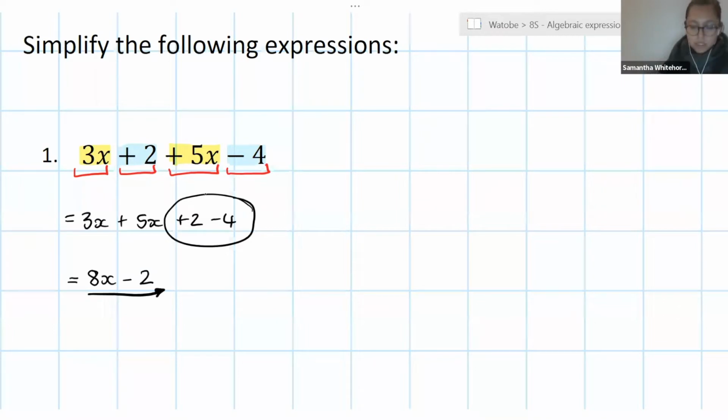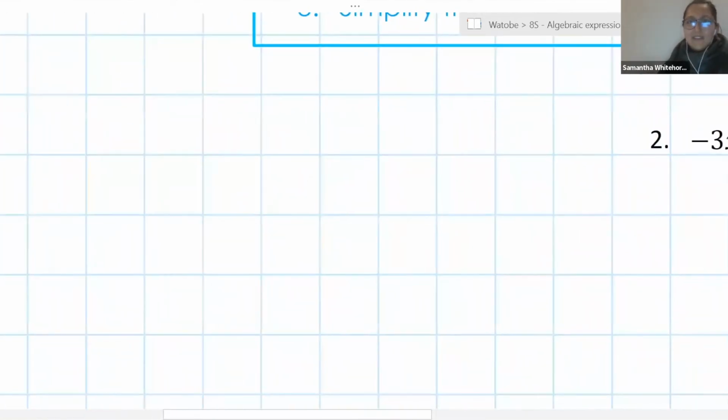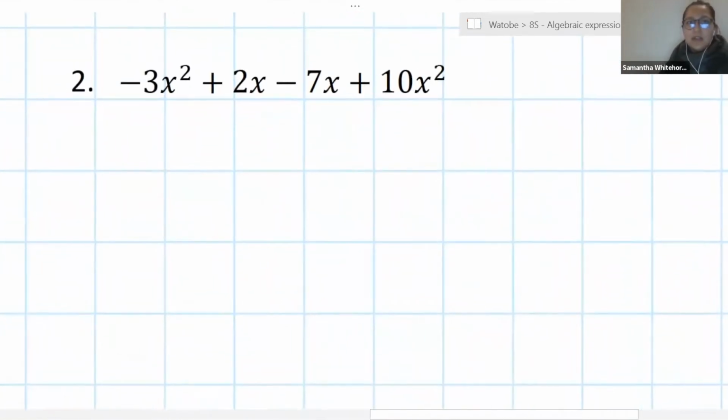Okay, so take a screenshot if you don't have that, but we started off nice and easy, just collecting our like terms. And that's really important when we simplify expressions, being able to collect our like terms. Well done, my people. Right, so let's have a look then at question 2 over here.